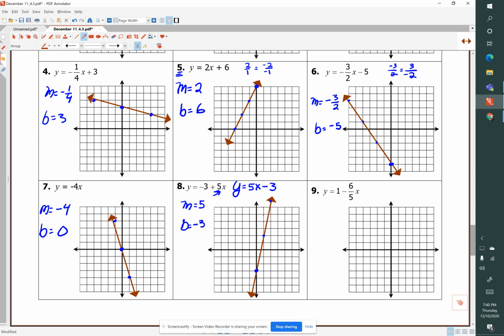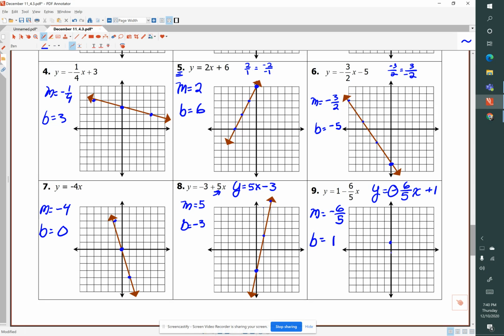Okay, number 9 is similar to 8 in that we do need to do a little bit of rewriting. Y equals 1. We don't want to put the 1. We want to put the minus 6/5 x, and that's a plus 1. So we'll plot, well, our m is negative 6 over 5, and our y-intercept is 1. So we'll plot the y-intercept first. We're going to have a negative slope. We see that from this negative sign.